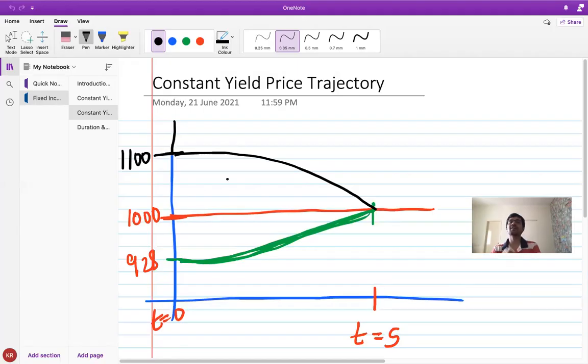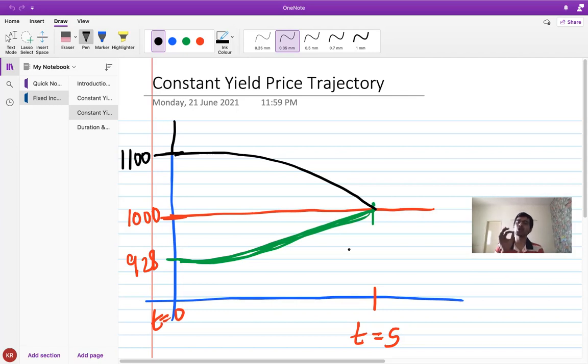The actual curve looks something like this. This is the price trajectory. This is the path that the price of the bond actually takes from t equal to 0 to t equal to 5, assuming that the yields are constant at 11% or 8%. Remember, these were two separate scenarios. Don't intertwine both of them.